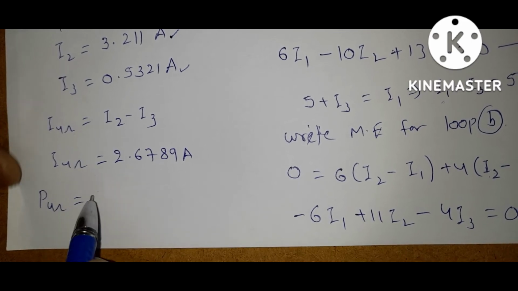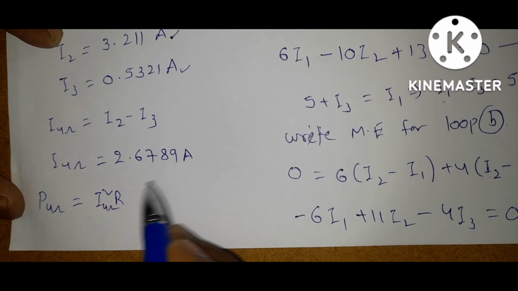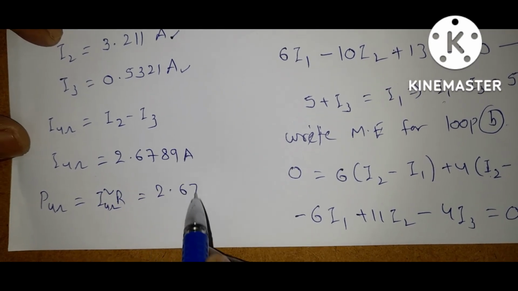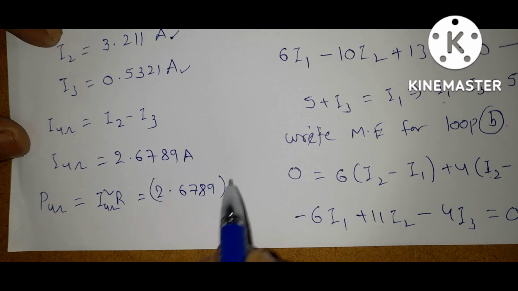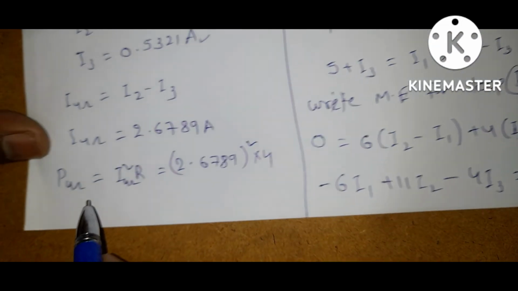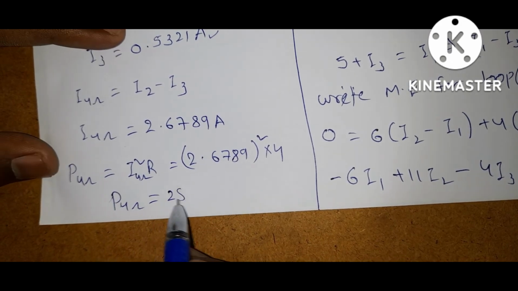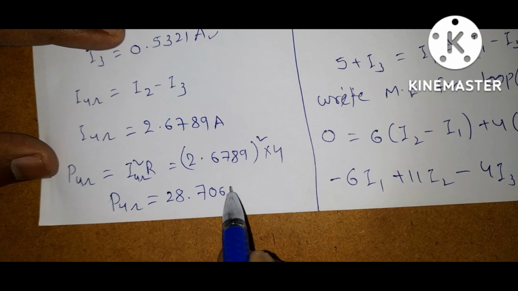What is the power dissipated by the 4 ohm resistor? The power dissipated by the resistor is I squared R. So it is I 4 ohm, 2.6789 whole squared, into 4. So what is P4 ohm? P4 ohm you will get 28.706 watts.